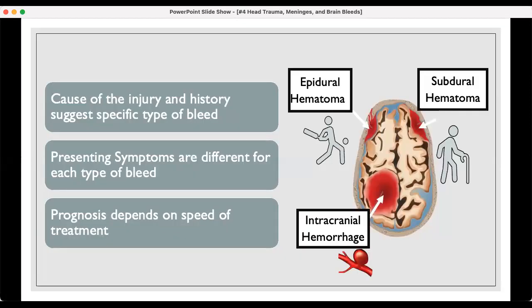So knowing the specific cause of the injury will help you in watching for any signs that there could be a bleed. And notice that the presenting symptoms are different. Epidural hematoma, it's very quick. Subdural hematoma, it's slow. Patients may not complain of a headache. And then intracranial hemorrhage, if it's an arterial bleed at the circle of Willis, it can be a very quick bleed, and those are the ones that are complaining of the worst headache of their life.